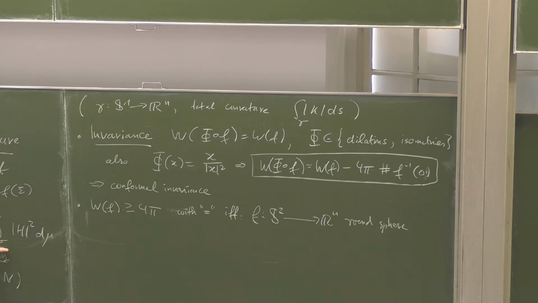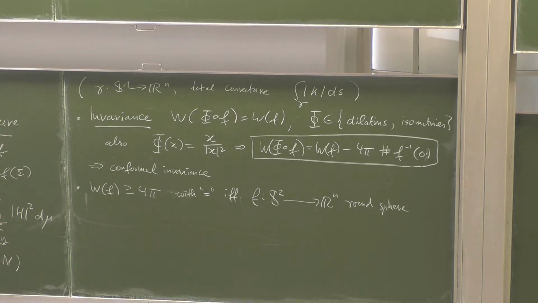Of course, because sigma is closed, this can never vanish identically. There's no closed minimal surfaces, but there is a non-trivial, if you like, infimum given by 4 pi, and it's attained exactly by round spheres.